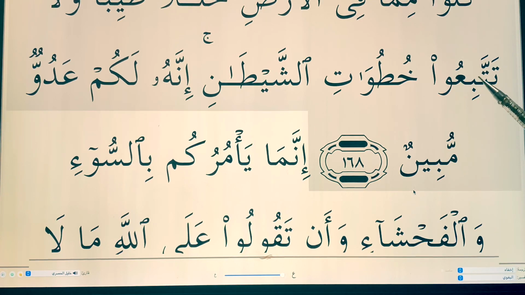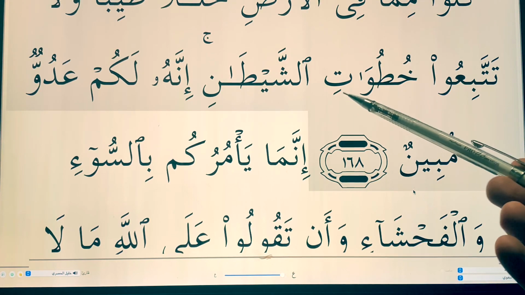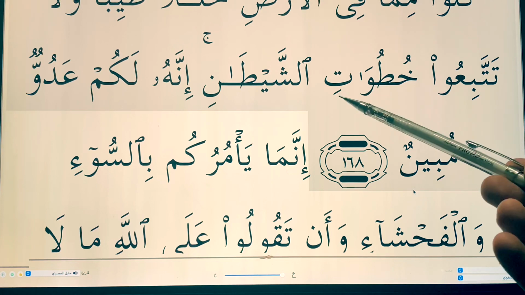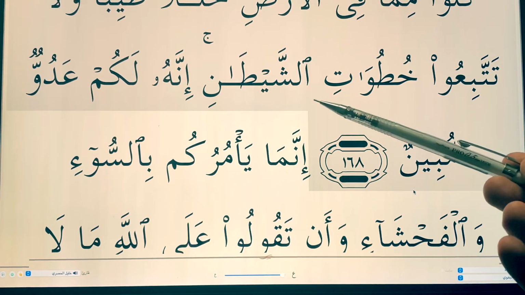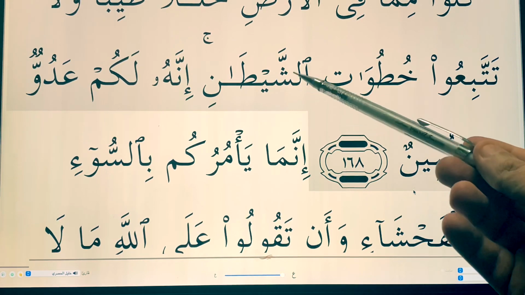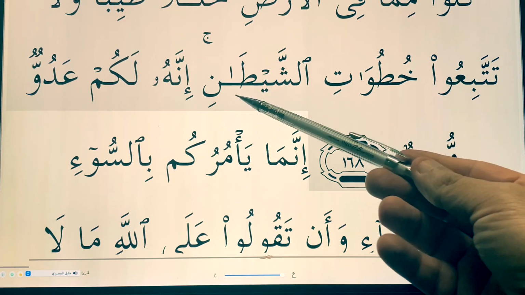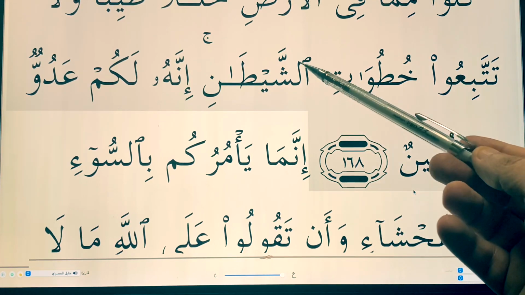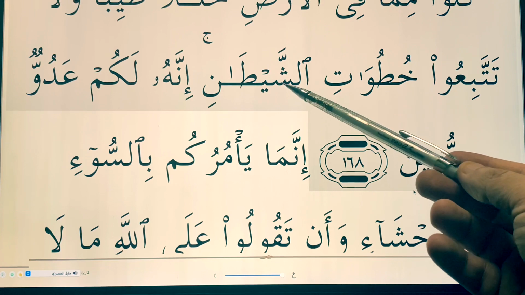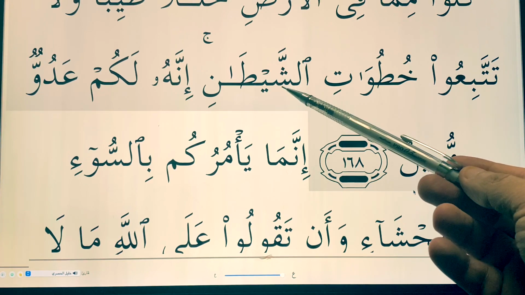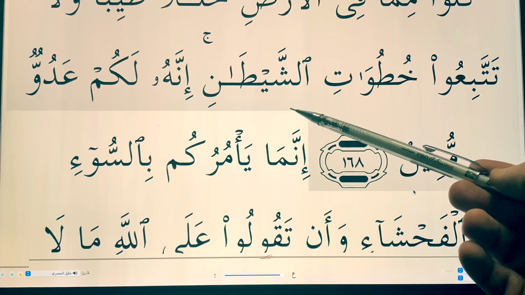Ta with another ta, and the second one has a shadda. Tattabi'u. Khutu. Khutuwati. Okay? And then from the ta here, you're going to read straight into this. This alif drops. You're going to go straight into the sheen there because it's huruf shamsiya.